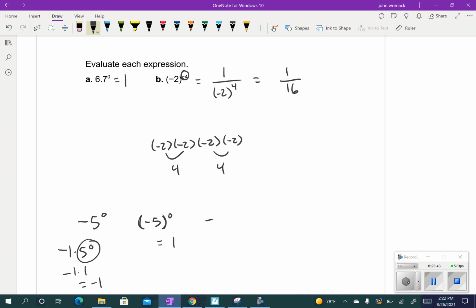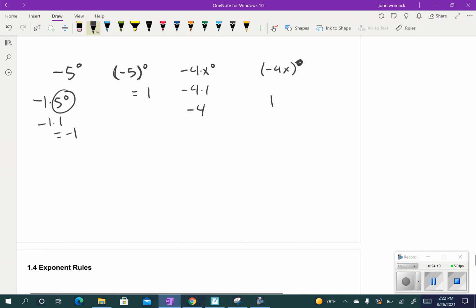Here's another one. If I have negative 4x to the 0, or if I have negative 4x to the 0 in parentheses, it's supposed to be a 0, sorry. So on this one, the 0 only applies to the x. So it'd be negative 4 times 1, which is just negative 4. On this one, the 0 applies to the whole thing. Negative 4x to the 0 is just 1. So you have to be really careful with what the 0 applies to. Anything the 0 applies to is going to change to 1.